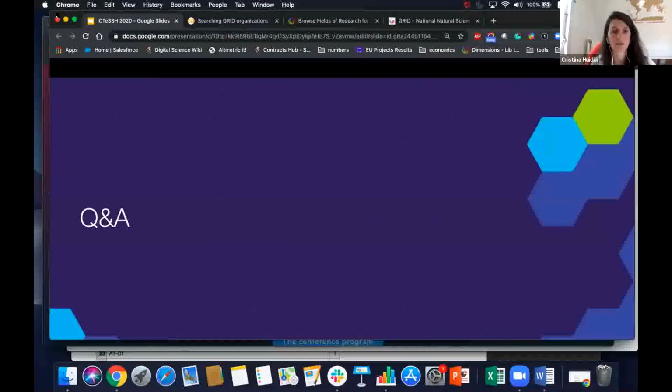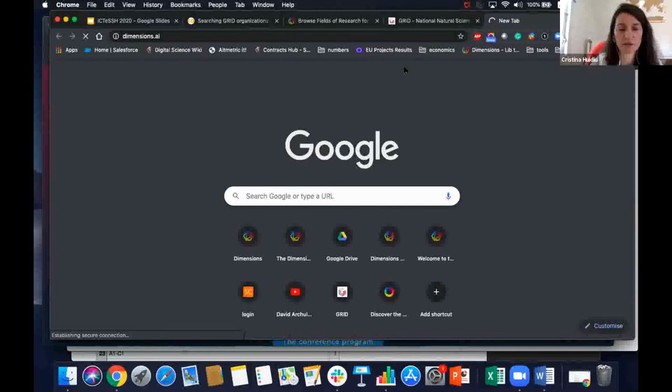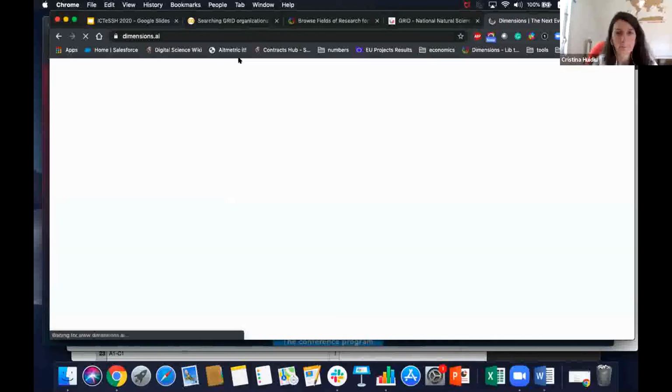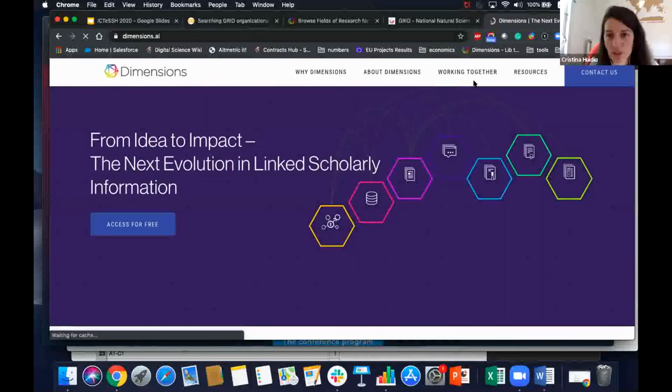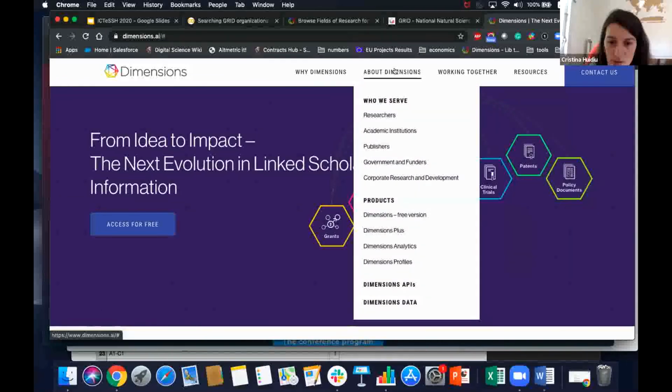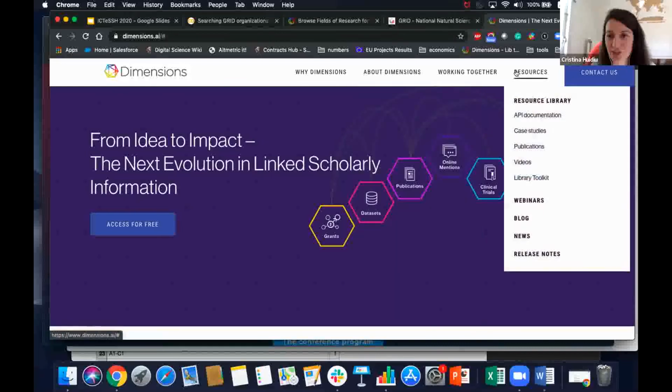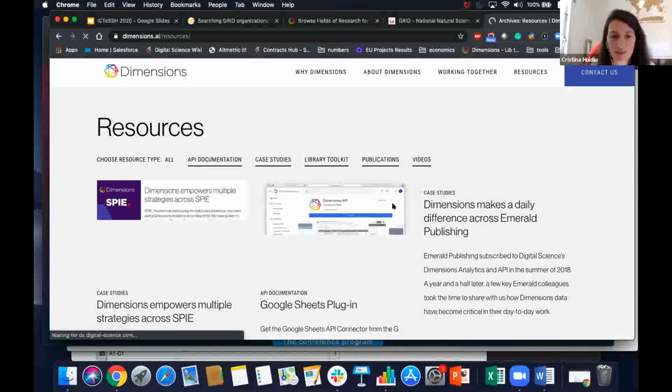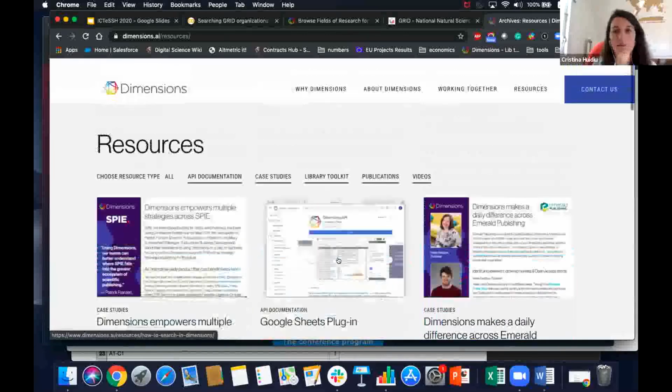That is actually on our website. If you go to dimensions.ai, it should be somewhere here in resources. The API documentation, so everything you need to know about the API, should be somewhere. I never remember where it is. I will find it and I will send it to Dragan or just include it in my presentation, because it is somewhere here. I'm sorry, I will find it.